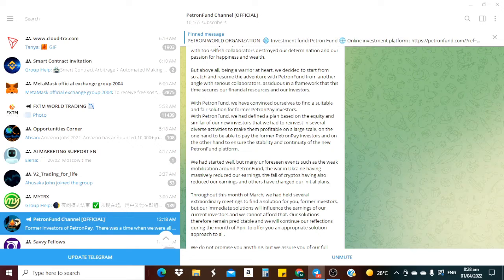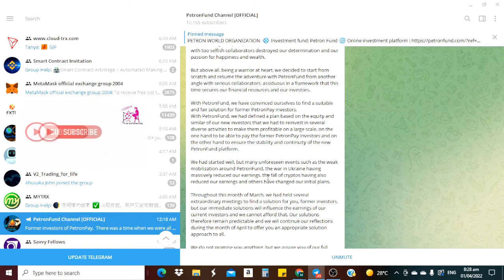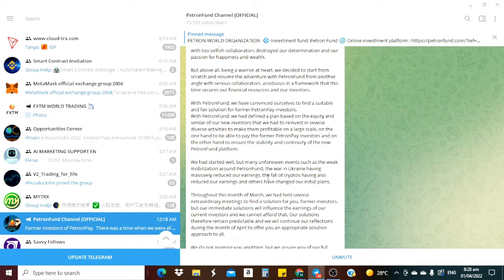So they started Petronfund somewhere in October last year and told us that by 1st March, they will start refunding Petronpay investors. Now, if the war started one week to 1st March, and they are saying it affected their new investment platform, I don't get it here. If they say weak mobilization around Petronfund, fine, we can take that one. But mentioning the Ukraine war as one of the factors here, I don't get it. But let's continue.